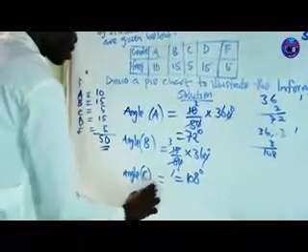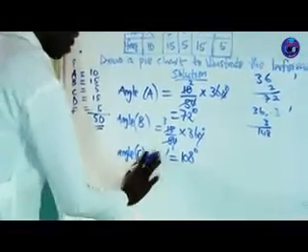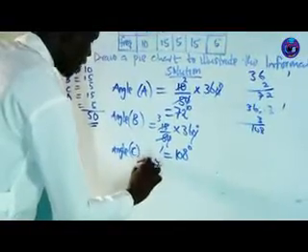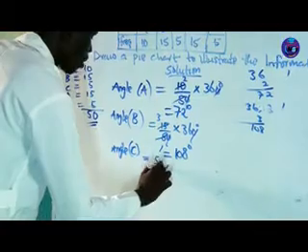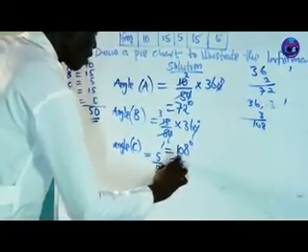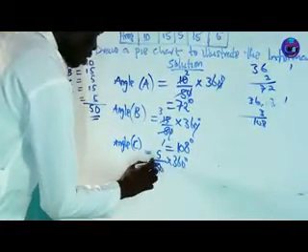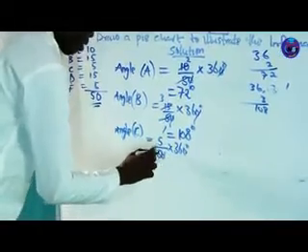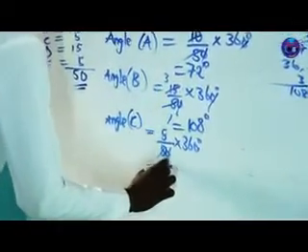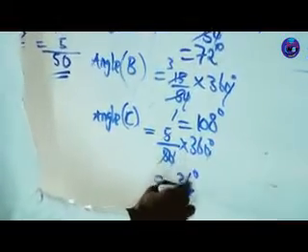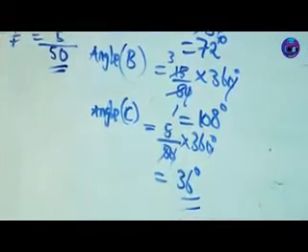It will give us 5 all over 50 multiplied by 360 degrees. So this will give us 0 cancel 0, 5 cancel 5. You have 36 degrees. Okay, now the same thing happens with D.